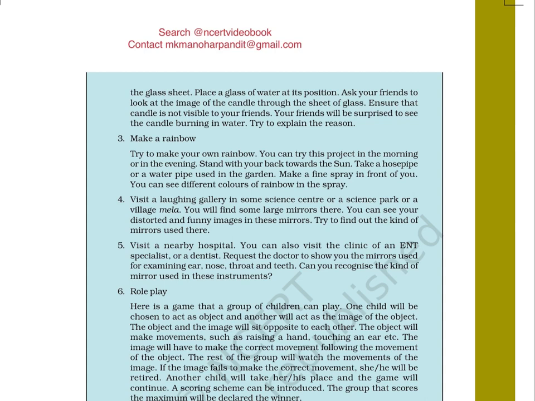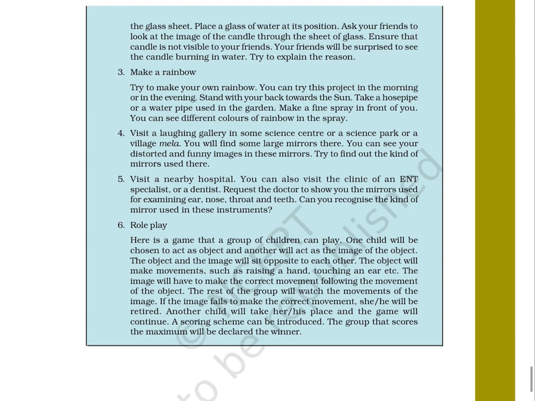Page 191. 3. Make a rainbow. Try to make your own rainbow. You can try this project in the morning or in the evening. Stand with your back towards the sun. Take a hose pipe or a water pipe used in the garden. Make a fine spray in front of you. You can observe different colors of rainbow in the spray.